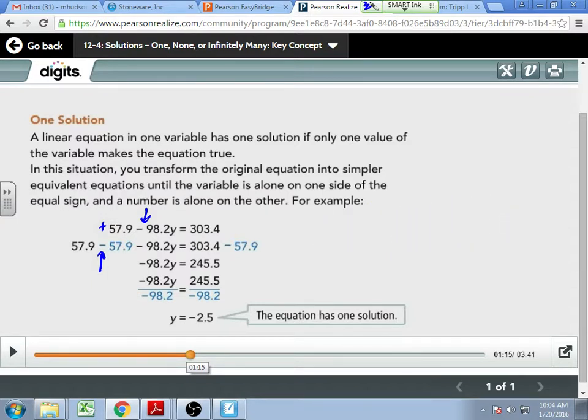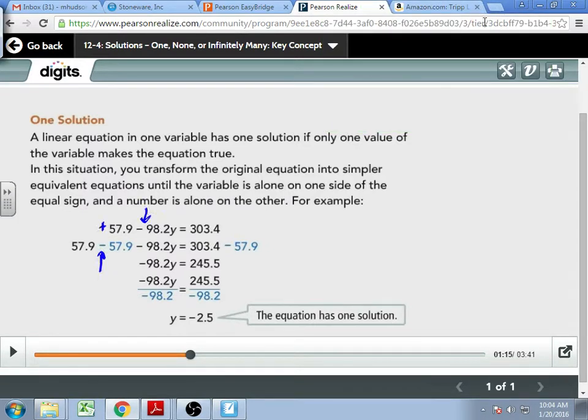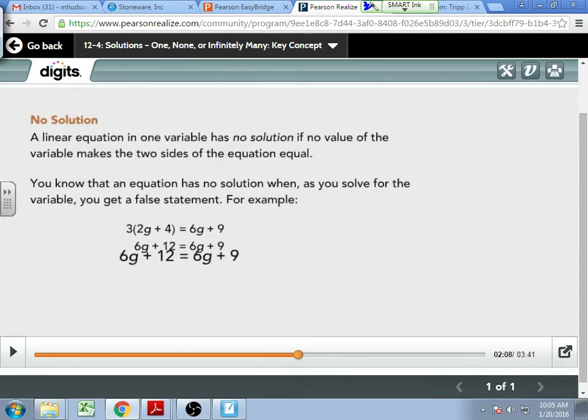So finding a value for your variable tells you there's one solution point. We could then use that y value to figure out what the x value is, and that would help us graph it. But all we care about here is that because I find a value, it's got one solution. Anyone think of a situation where there could be no solutions? There's not an answer to it? It's not a real number.